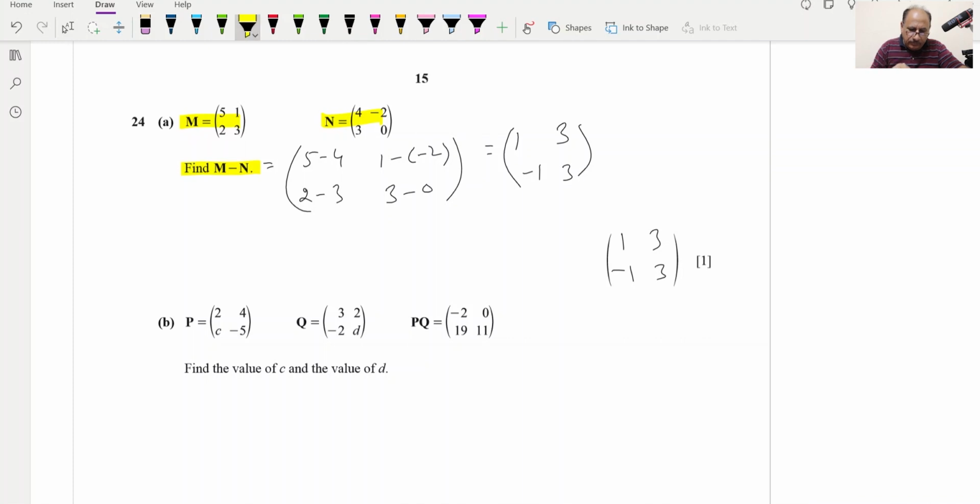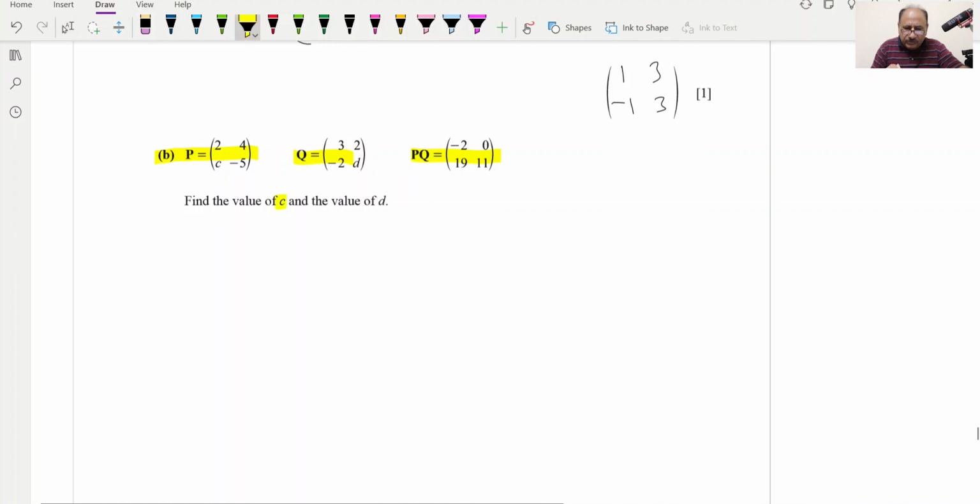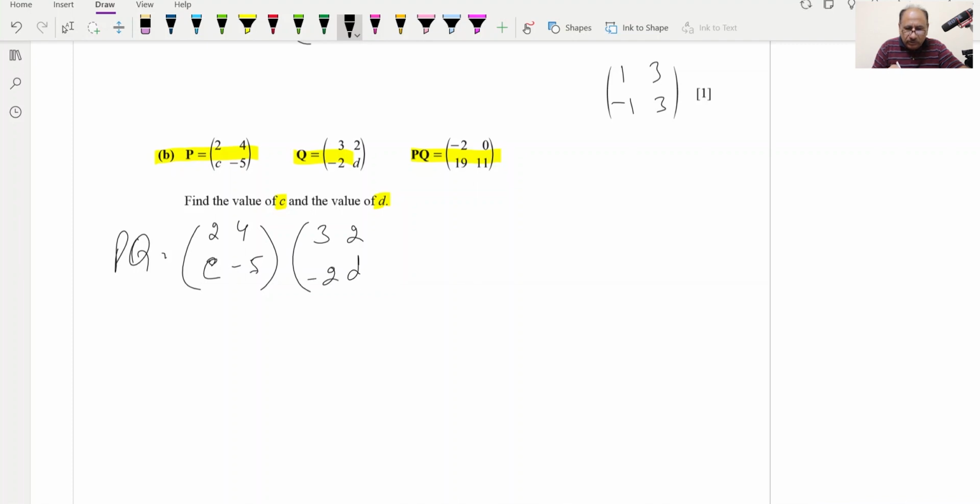Now B part says P is given, Q is given, PQ is also given. Find the value of C and value of D we need to find. So what we can do, we can write PQ as 2, 4, C and minus 5, and Q we can write 3, 2, minus 2 and D.